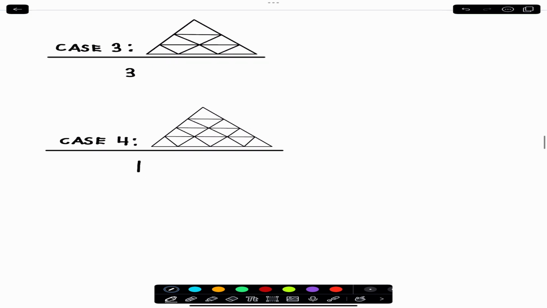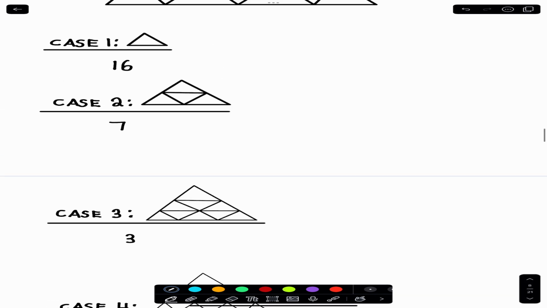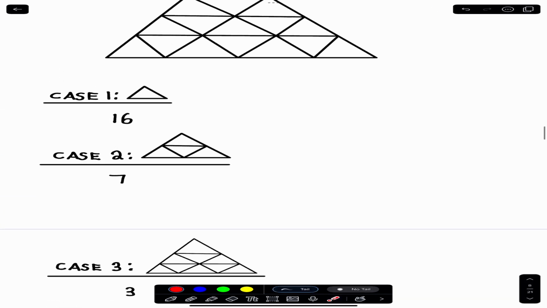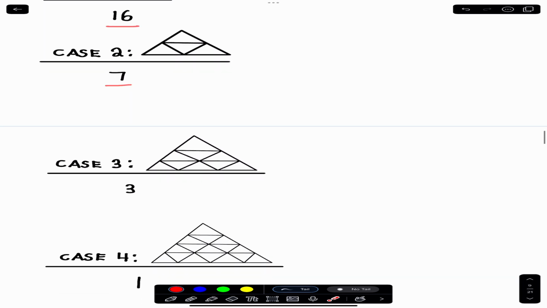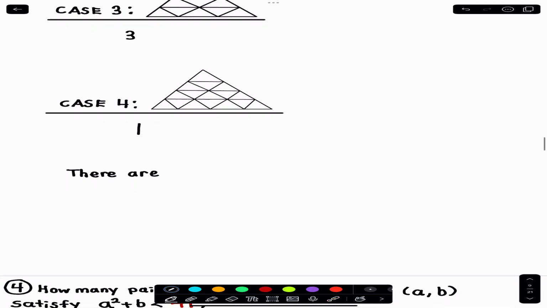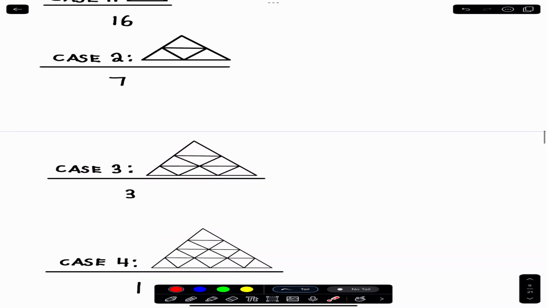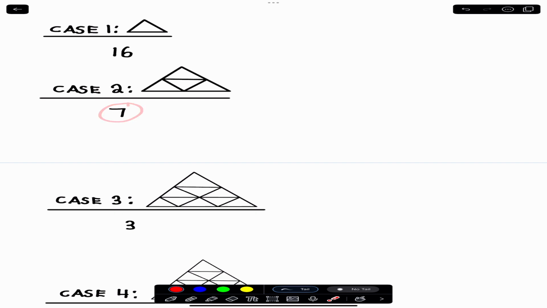This means in total, let's add up everything: 16 plus 7 plus 3 plus 1. That is 27 triangles. And we know we didn't miss any because we can't get any bigger than this triangle over here. And we also managed to catch the sneaky ones that were upside down.